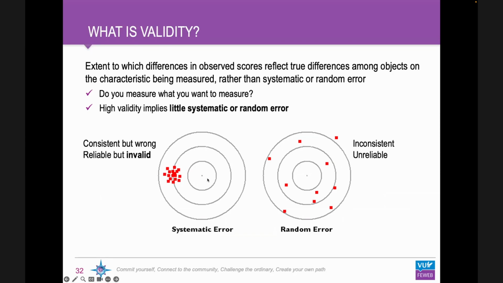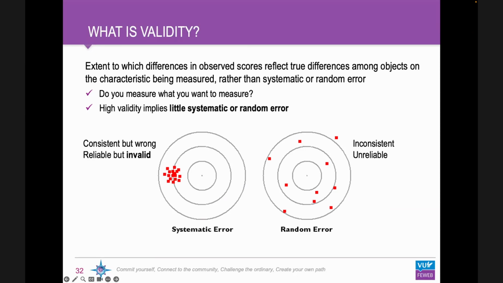But this is invalid because we are not actually measuring what we want to measure, but we are measuring it consistently. Our observations are actually quite consistent. They act like they are in a cluster. So this indicates, for instance, a systematic error. In the case of a random error, we actually have this dispersion. This is not very accurate because we are not measuring the true value, but at the same time, the answers that we collect are also very inconsistent. This would, for instance, signify a random error.